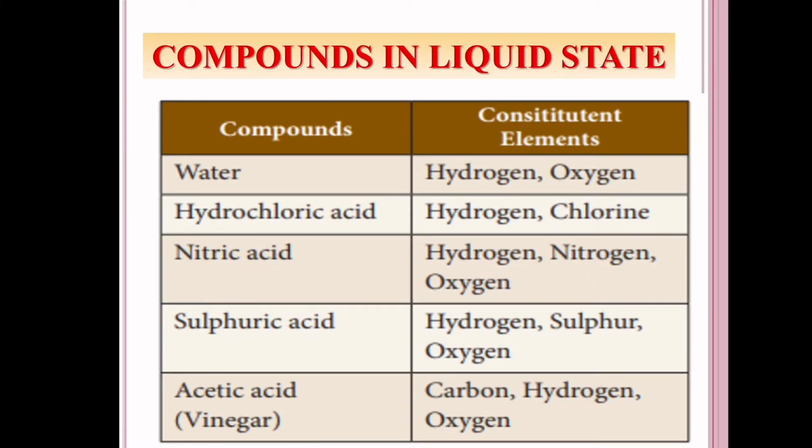Compounds in liquid state. Compounds and constituent elements are given: water, hydrogen and oxygen; hydrochloric acid, hydrogen and chlorine; nitric acid, hydrogen, nitrogen and oxygen. Sulfuric acid, the constituent elements are hydrogen, sulfur and oxygen. And finally, acetic acid, vinegar: carbon, hydrogen and oxygen. These are the compounds in liquid state.